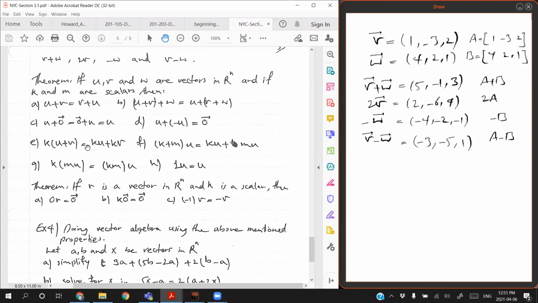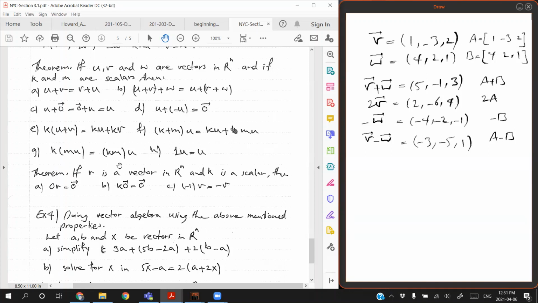This is like the distributive property. If you have k times u plus v, you can distribute it from the right. So that's the same as ku plus kv. You also have the distributive property this way. So here k and m are scalars, and u is a vector. So you can distribute u from the right. That's going to be ku plus mu.